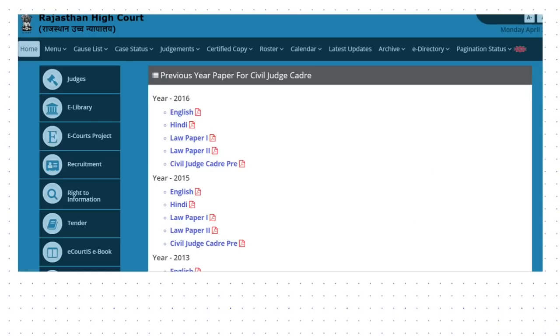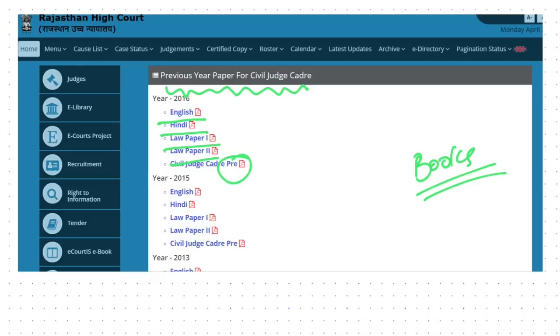Rajasthan Judiciary, Rajasthan High Court website. So if you go to the Rajasthan High Court website, they have given the previous year's papers, which is a really good thing because a lot of places don't have them. You can buy books with previous year papers, but you have this free resource available over here where they've given you the previous year English, Hindi, law papers, and even the pre-PT papers. So we have taken out a couple of these papers just to show you how it looks like.